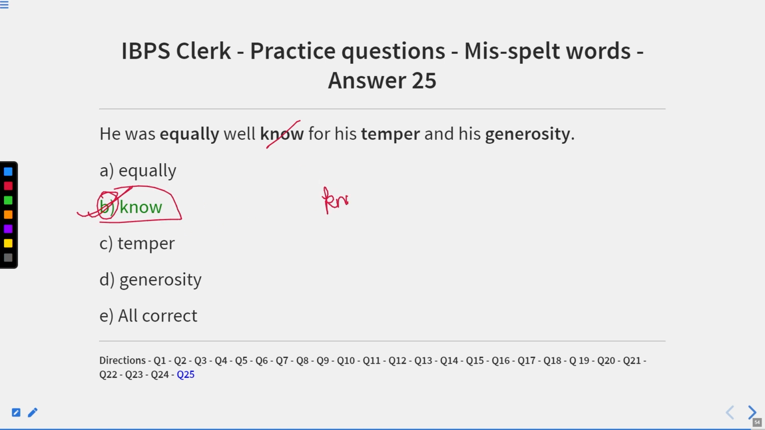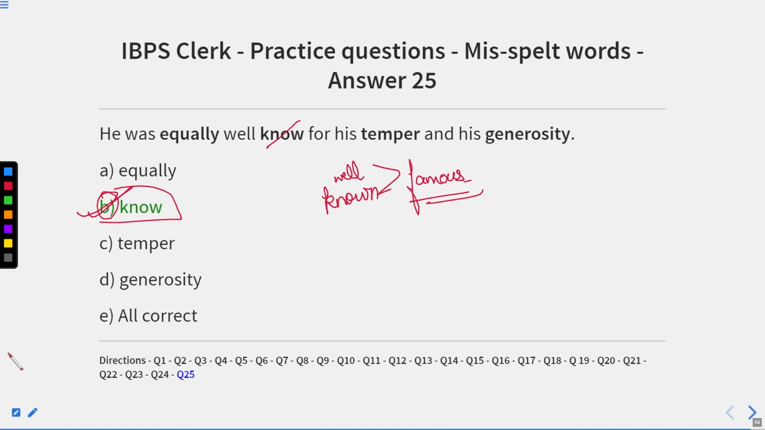It should be known, and well known means famous. So we should have a word that is well known, that means famous. So the word which is written over here is incorrect, and it should be rectified with the help of the correct word, that is known, because well known means famous. So this is the correct answer that we want over here.